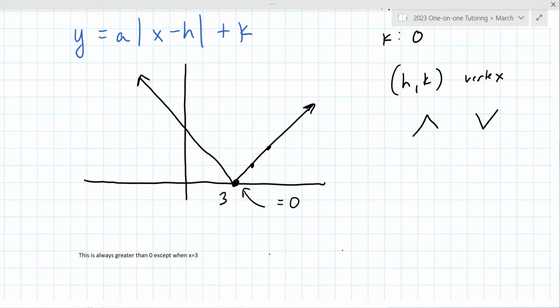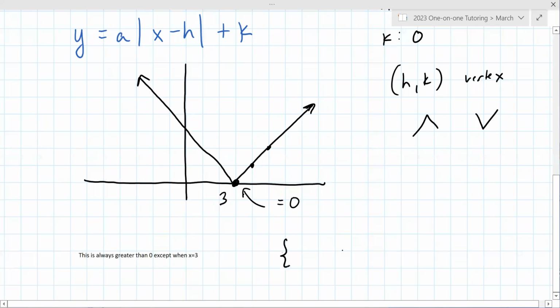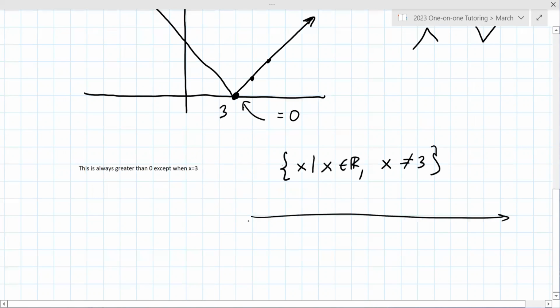So the answer, in terms of what is the answer? Are you using set builder notation still? Yeah. So it would be x such that x is an element of the real numbers. X cannot be 3. You're saying that it's everything but 3 that makes this true. That's why I was going to the number line. At 3 it's not true, but everything to the right of 3 is true, and everything to the left of 3 is true.